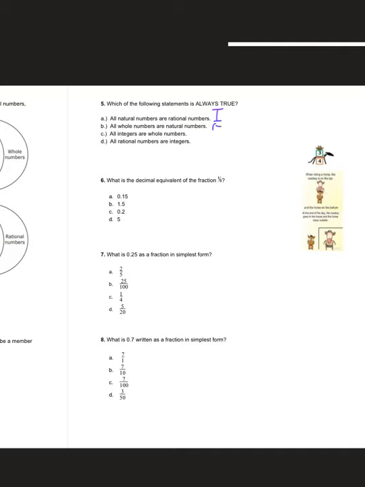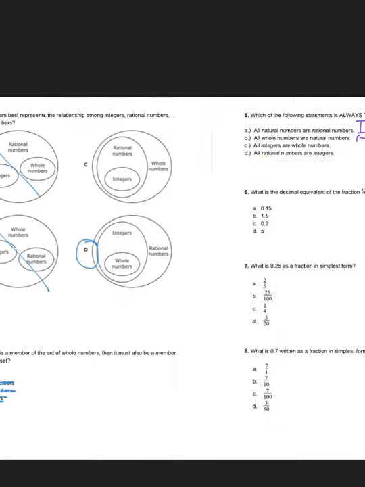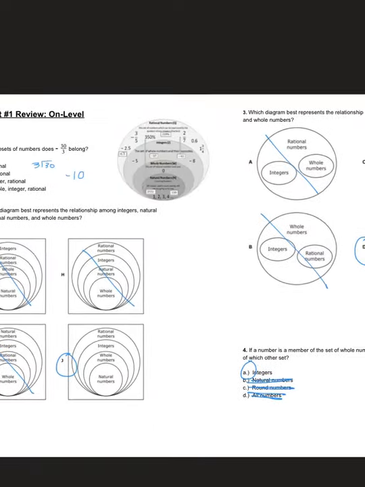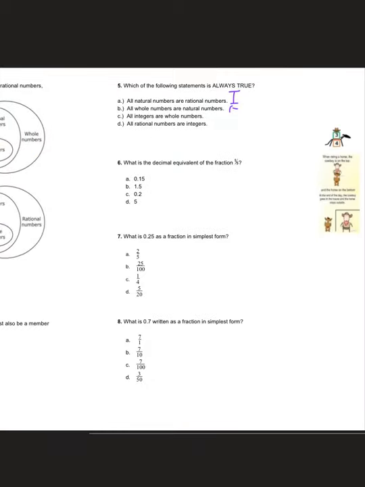The next one says all integers are whole numbers. Let's take a look. Are all these integers, notice the size of the integers, inside of the whole numbers? No, because integers include negatives and whole numbers do not. So all of your integers are not inside of your whole numbers. That one is also false.